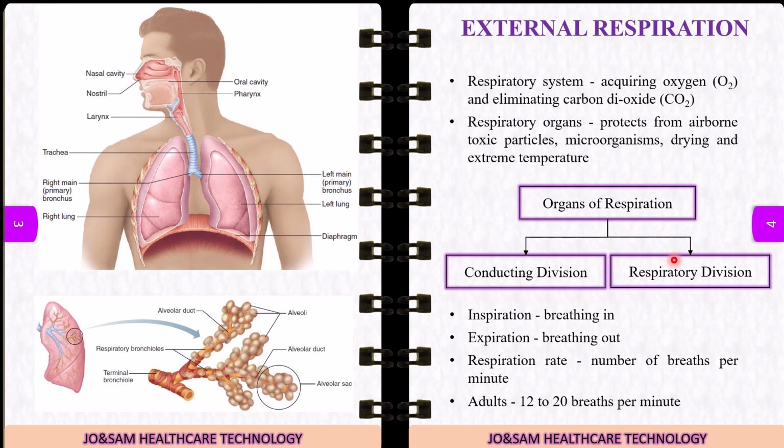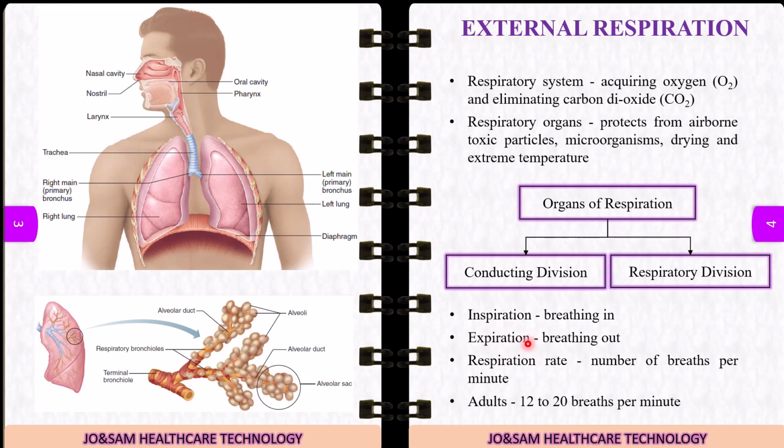The organs of the conducting division are the nostril, nasal cavity, pharynx, larynx, trachea, bronchus, and some parts of the bronchioles. The respiratory division is the place where gas exchange actually takes place, right? So the organs of the respiratory division are the respiratory bronchus, alveolar duct, and alveoli. We have seen the organs of respiration till now. Next, I am going to highlight important points about the respiration process.